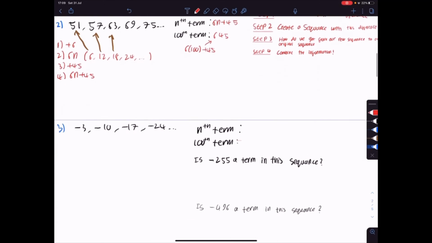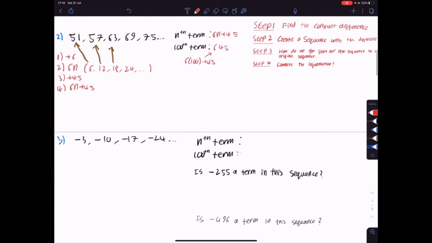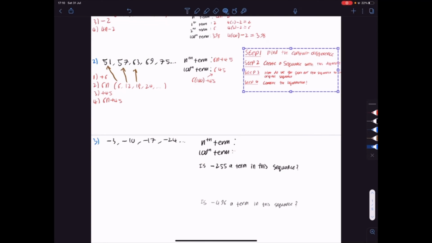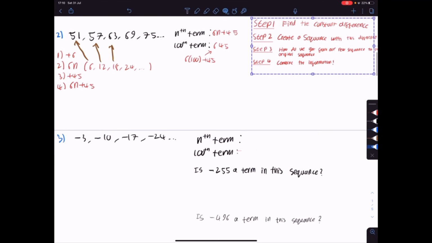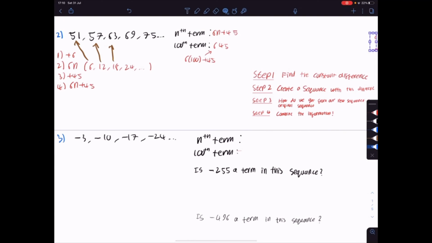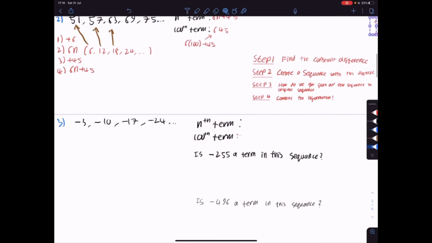Okay, so one final example, which can look intimidating and a bit more tricky because it does involve negative numbers, but it is the exact same process. So, step 1. Find the constant difference. You can see here that every single time we're just going to be subtracting 7. So, our step 1 answer is just -7 for our constant difference of the sequence.